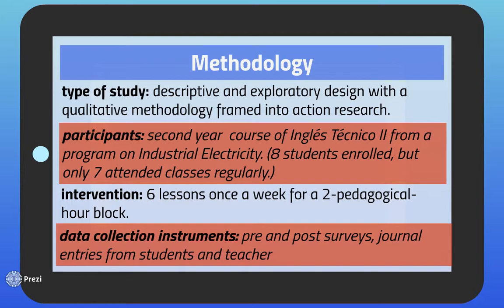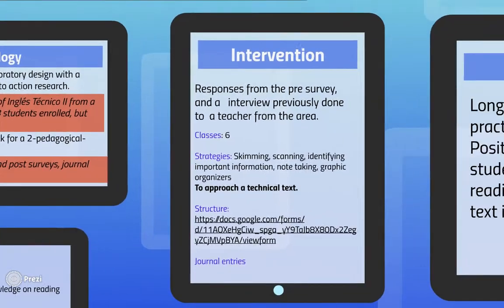The intervention was 6 lessons once a week for a 2 pedagogical hour block. And in terms of the data collection instruments, there was a pre-survey, a post-survey, and journal entries from the teacher and the students. So with this information, we need to make a triangulation.